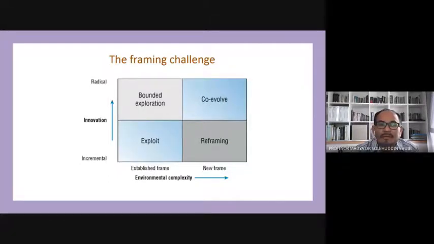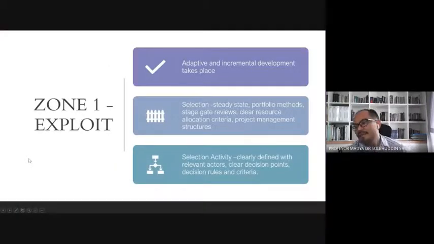which is associated with reframing. It involves searching, selecting from a space. And the last one, which is zone 4, is where the new world of innovation takes place, where the innovation emerges as a product of a process of co-evolution. This is the explanation of each zone.